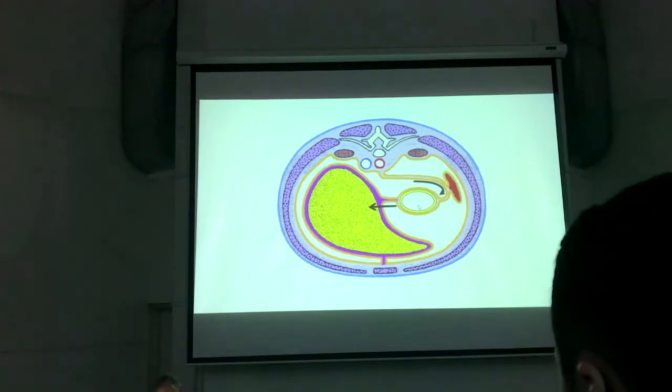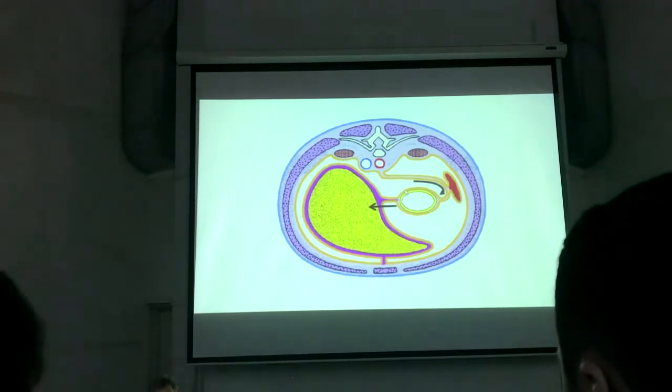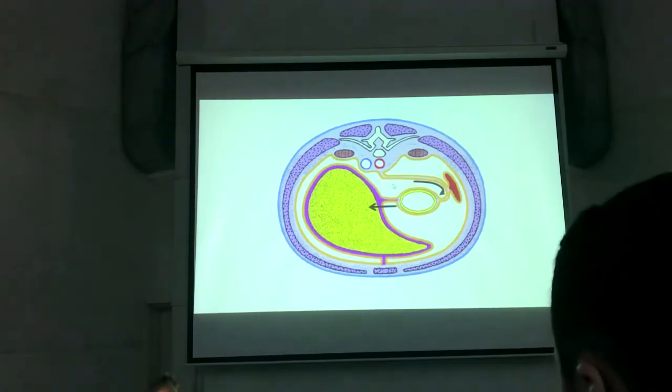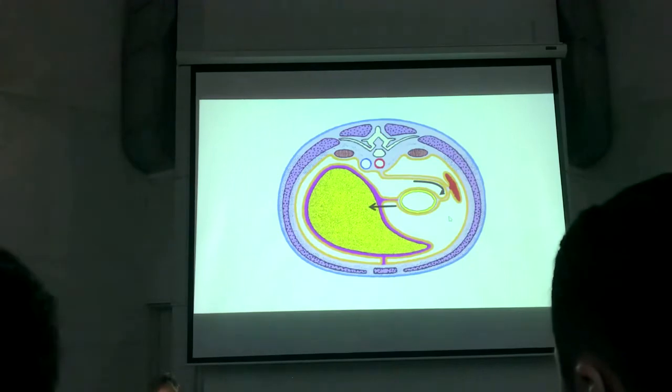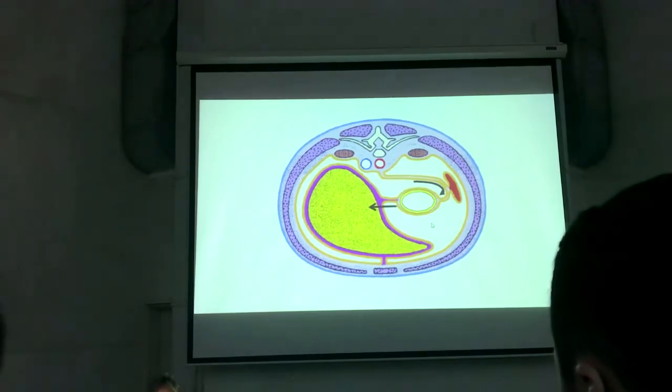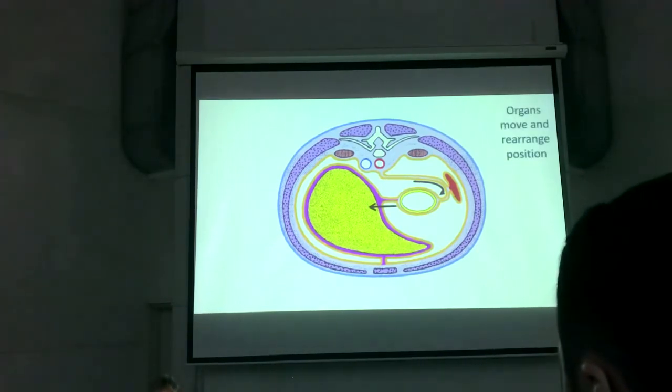And when it turns around and rotates, it creates a space behind it. And this is the rest of the peritoneal cavity, which is called the greater sac. This space behind the stomach is the lesser sac. So organs move and rearrange position. You know why? Because they get larger, they get longer, and require to be in proper place. The result of rearrangement is this space.